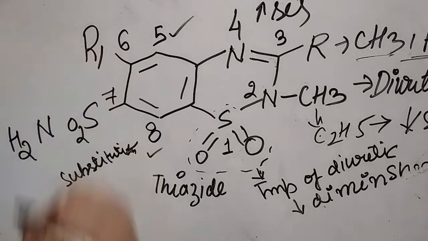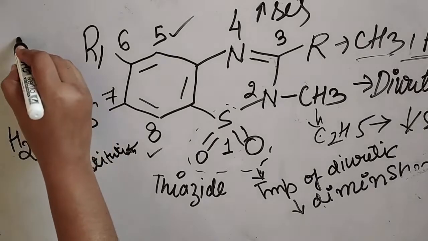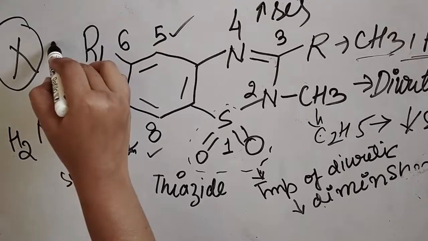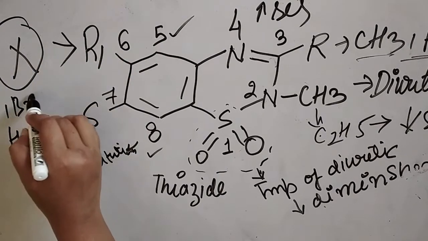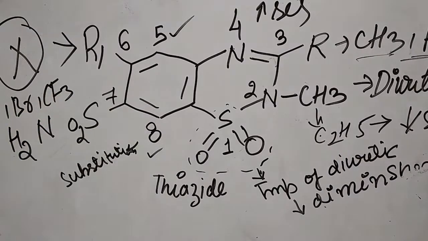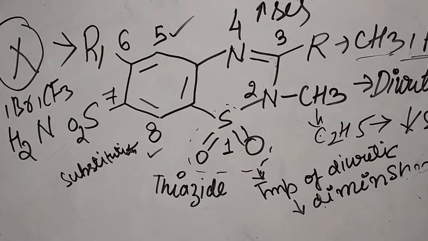Now let's move to R1. R1 means 6th position. If any X or electron withdrawing group like chlorine, bromine, or CF3 is substituted here, meaning these types of groups are introduced at the 6th position as R1, then the diuretic activity will increase. So at the 6th position, if we introduce chlorine, bromine or CF3 group, the diuretic activity will increase.